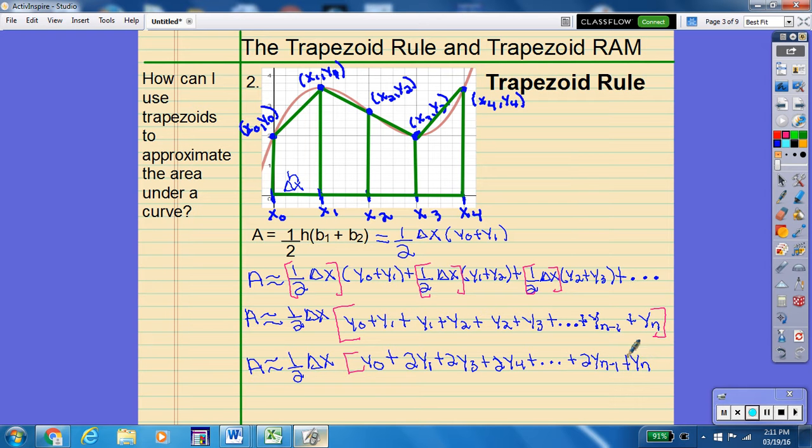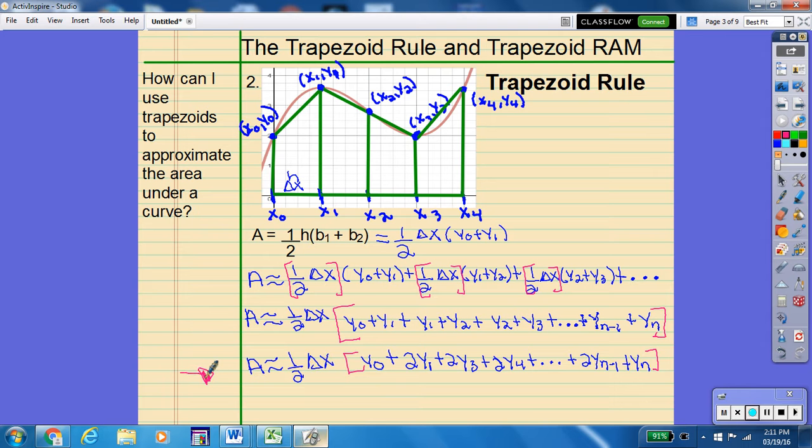And again, I will repeat that. The inside bases get used twice, one for the trapezoid to the left and one for the trapezoid to the right of it. But the outside bases only really get used once. And so when you come to your formula, you see that represented here. This is the outside base, this is the left side base, the right side base, and everything in the middle gets used twice. And so here is the trapezoid rule.